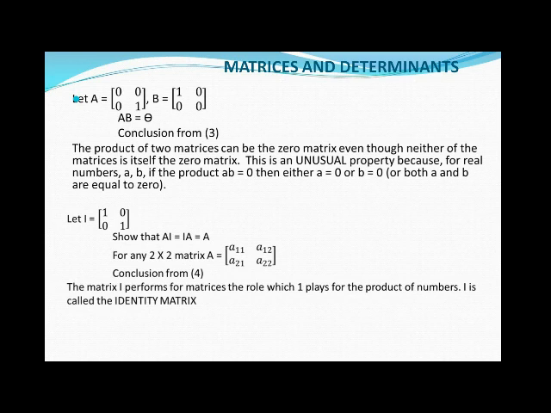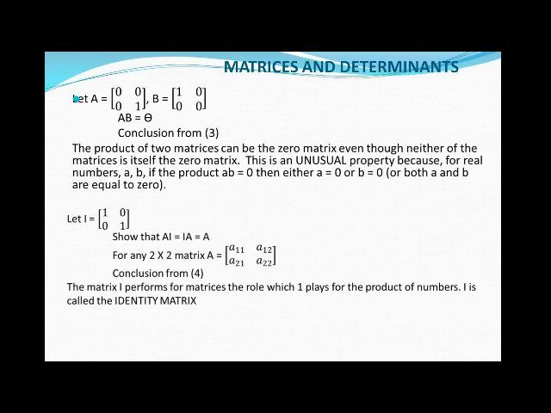Let A be 0, 0, 1, 0, 1 and B be equal to 1, 0, 0, 0. Find AB. It means we multiply AB. When we multiply AB, the conclusion we can draw from it is that the product of 2 matrices can be the 0 matrix, even though neither of the matrices itself is a 0 matrix. This is an unusual property because for real numbers A and B, if the product AB is equal to 0, either A is equal to 0 or B is equal to 0, or both A and B will be equal to 0.